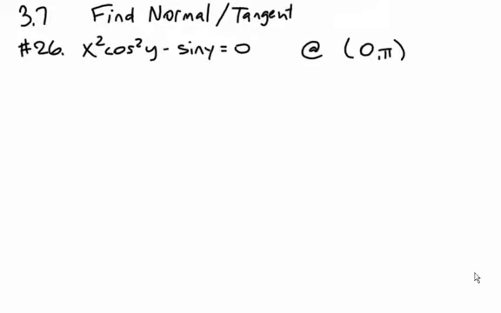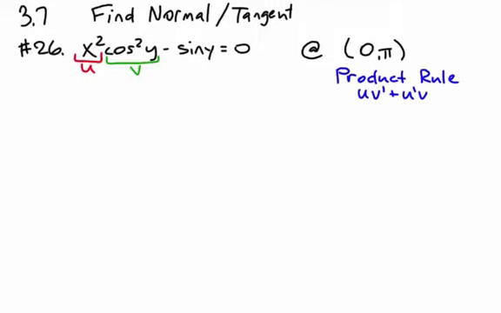Okay, what we're going to work on in this problem is finding a normal line and a tangent line to this curve: x squared cosine squared y minus sine y equals 0. And the cosine squared y is just another way to show an exponent, okay?